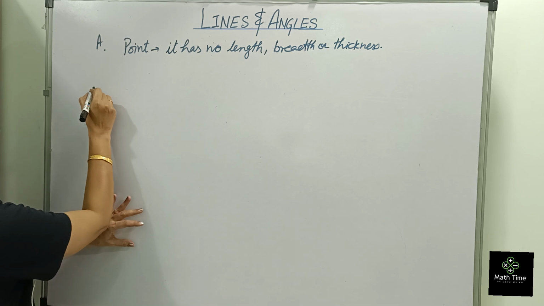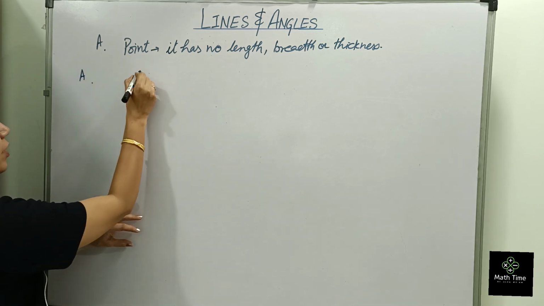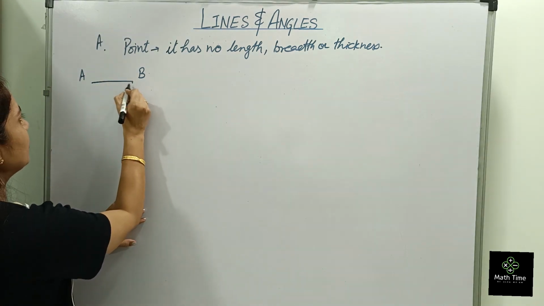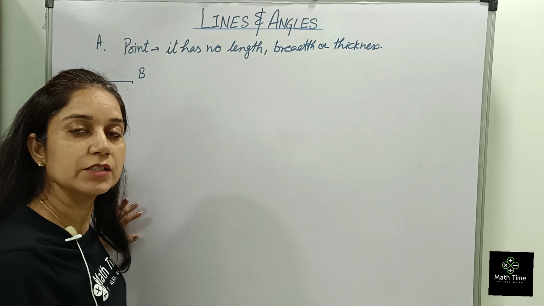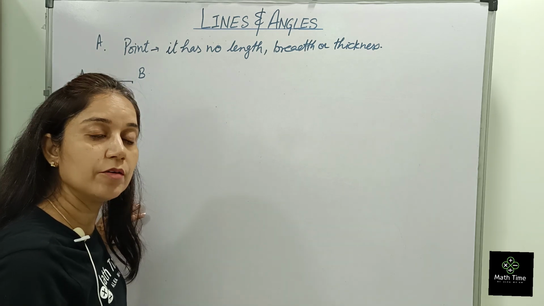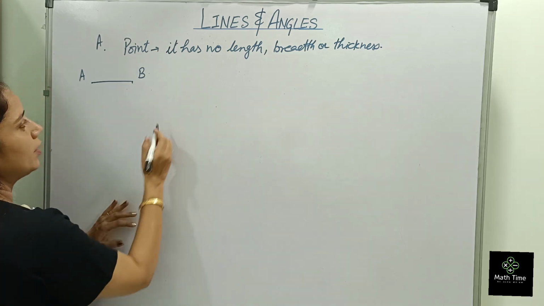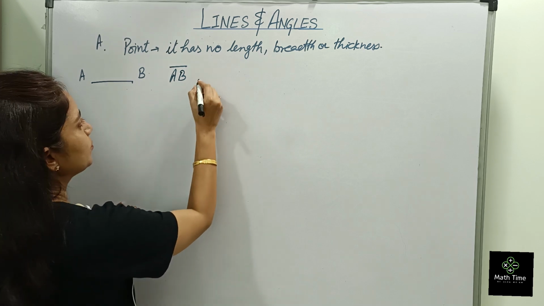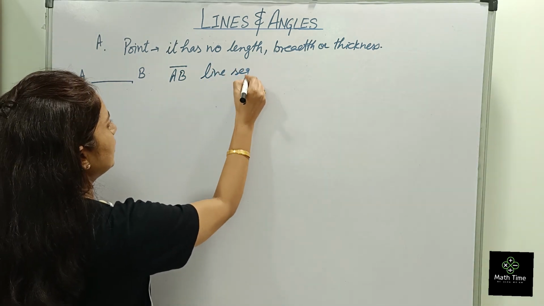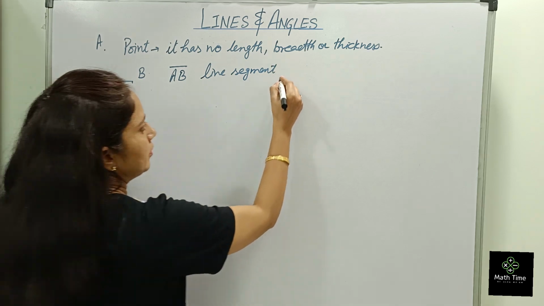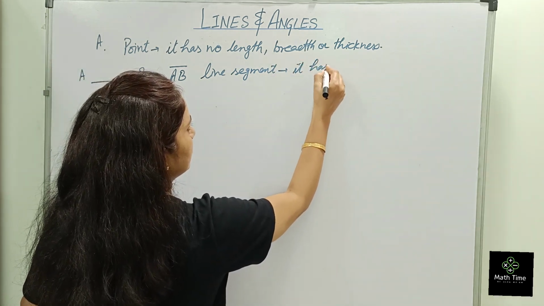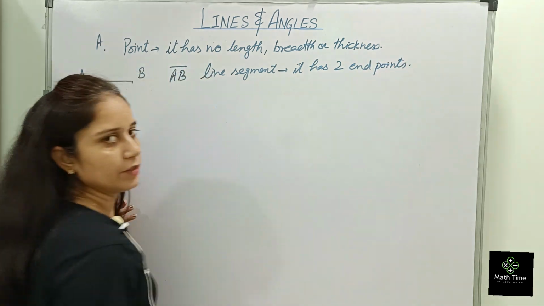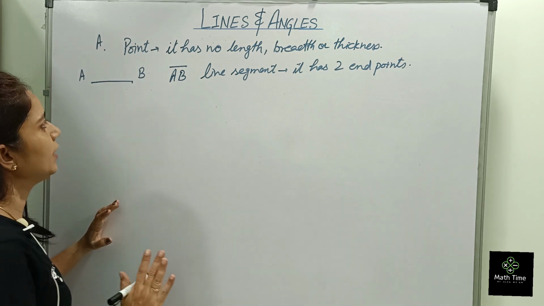Now second, this is point A, this is point B. A line joining two points, having one starting point and one ending point, is called a line segment. Segment means part. So AB, with the line segment symbol at the top, is a line segment. It has two end points, one starting point, one ending point. Anyone can be starting, anyone can be ending.